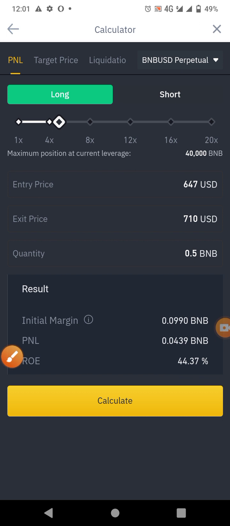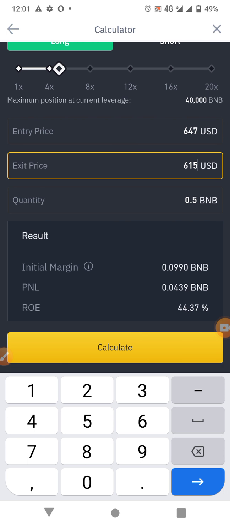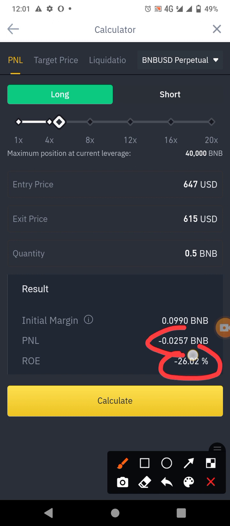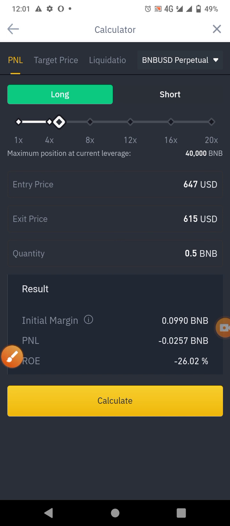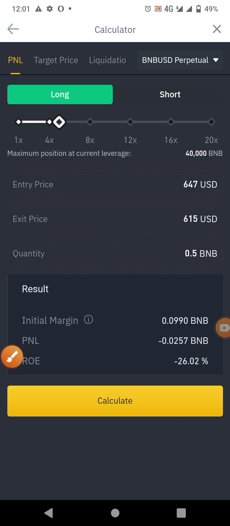So that means if BNB now drops to probably 615, let me calculate my loss. That means I buy long, which I believe BNB will continue rising, and it drops to 615. That means I'm already losing minus 26% of my investments, which is 0.0257 BNB. And the initial margin I must have in my wallet for me to be able to trade it is what? 0.0990 BNB. Please get to know it.